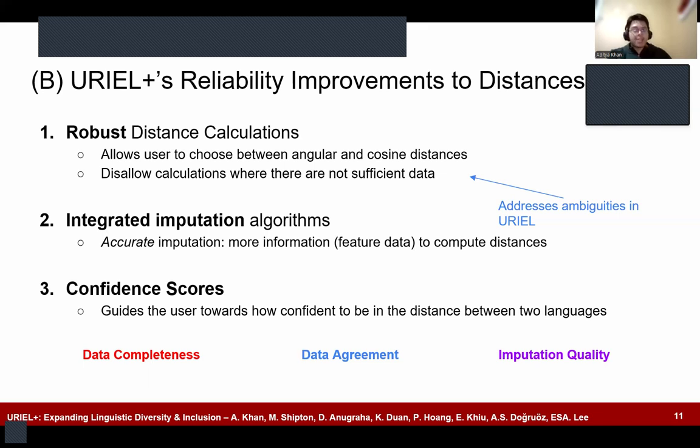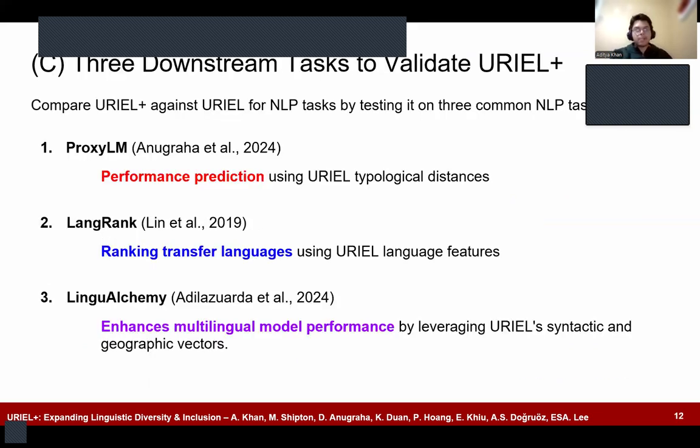In particular, this means that if you have more data agreement among sources, then you have more confidence in your distances. So we report a measure that talks about how much data agreement there is as well. And finally, if you impute your data, then obviously imputation quality matters a lot as well. So we report a metric for imputation quality as well.